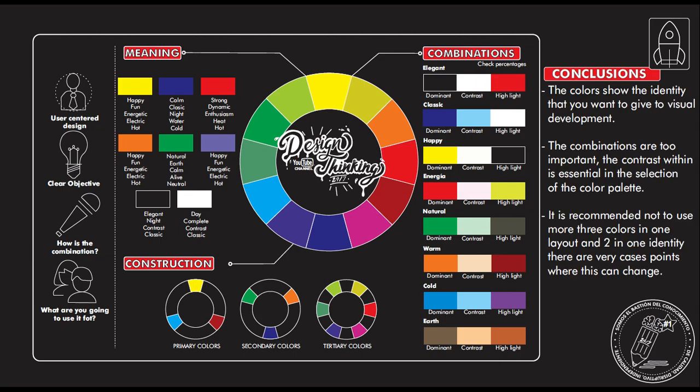As a conclusion, we can say the colors show the identity that you want to give to a visual development. The combinations are very important, and the contrast is essential to the selection of those colors. When you don't have colors that contrast, it's very hard to highlight something and to understand whatever you want to develop. It is recommended not to use more than three colors in one layout, and even if you use two colors, it will be good. But if you use more than that, unless it is, like I told you, a carnival or a festival, I do not recommend to do that.